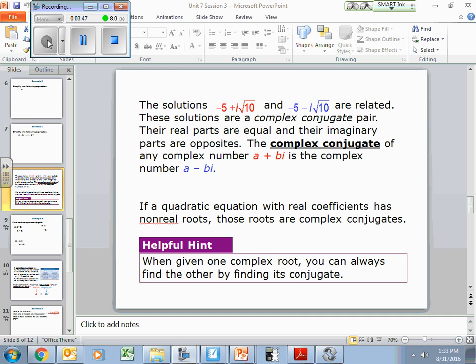Hey, the solutions. This was a problem, and they did what you're about to do on the back of this page. Once they did all their work, one of the answers they got was -5 plus i radical 10. They also got the second answer using the quadratic formula, -5 minus i radical 10. And they said they're related. These solutions are a complex conjugate pair. Please highlight complex conjugate pair.